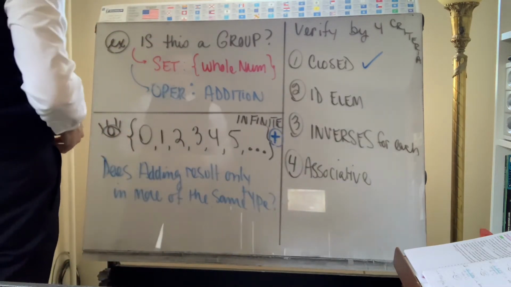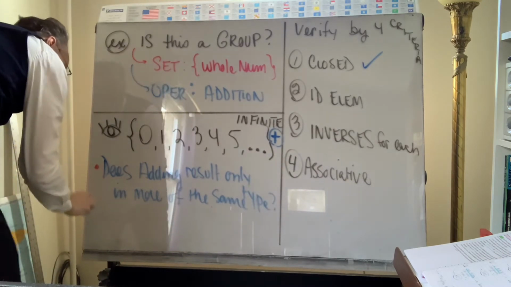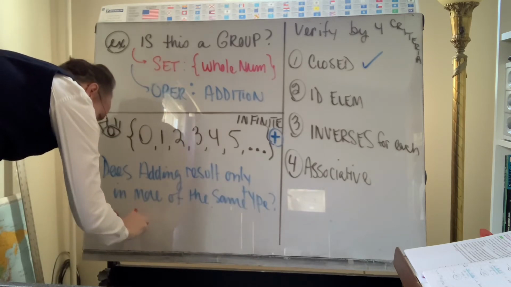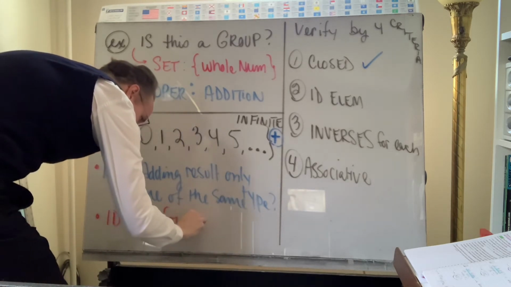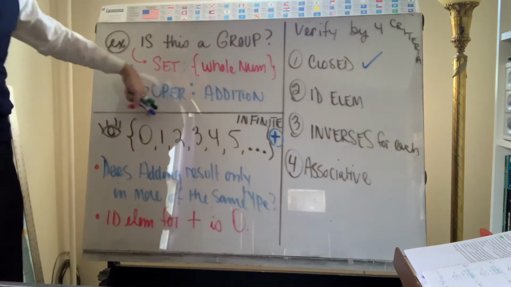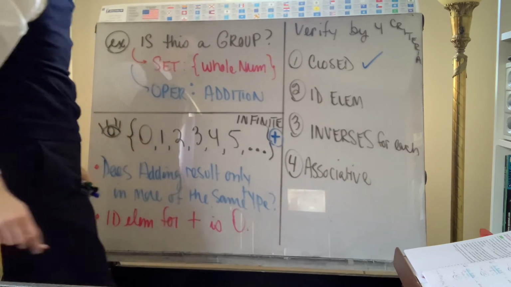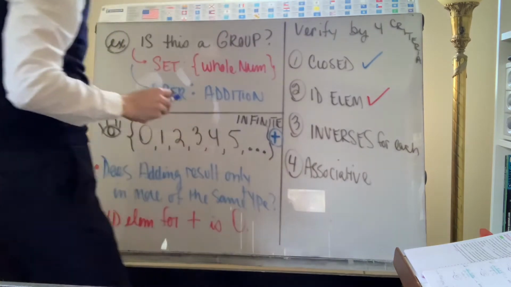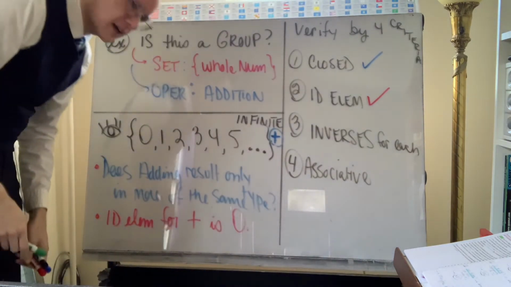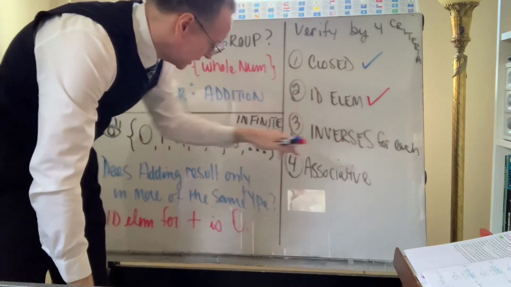The identity element for addition is 0. Is 0 included in the set of whole numbers specifically? The answer to that is yes, it absolutely does include that. Now, the last thing, which is probably going to upset the apple cart here, is, are there inverses for each of these?